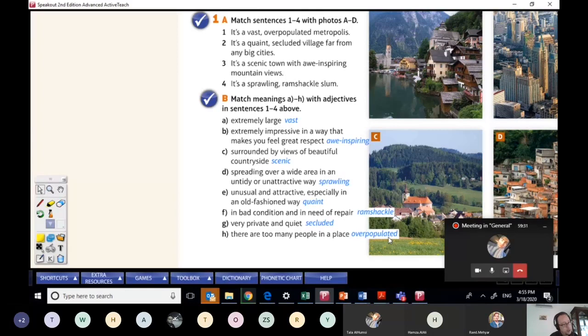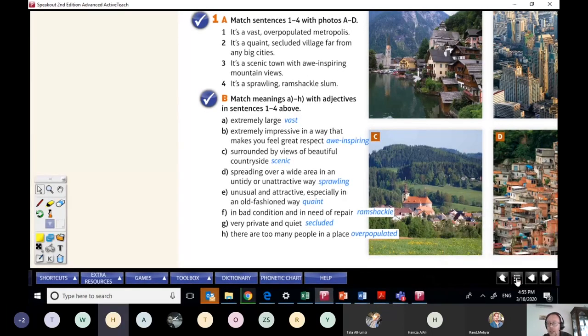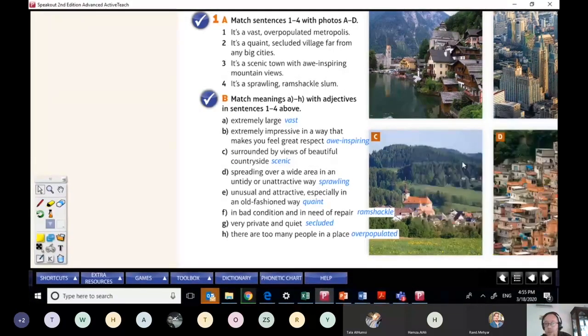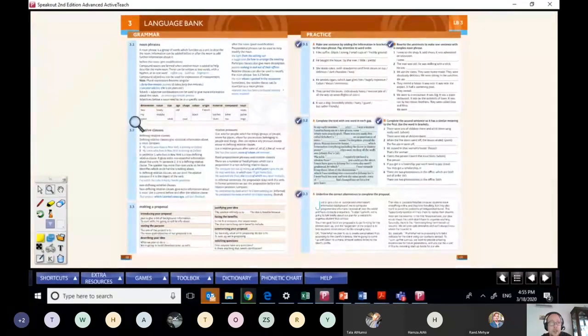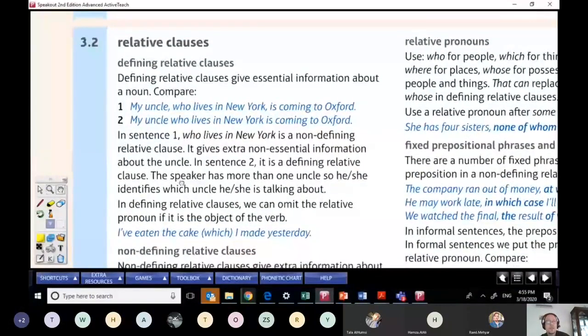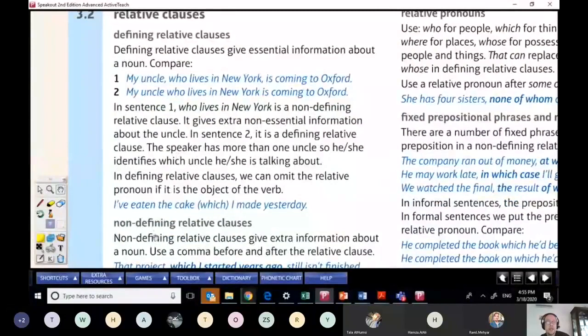Yes. Okay, we're going to go to page 132. The grammar today is quite easy. It's mostly revision. You guys have been learning this forever. So, page 132. So, relative clauses. The big thing that you need to learn here is the difference between a defining clause and a non-defining clause. Some grammar teachers will call this an essential clause and a non-essential clause.